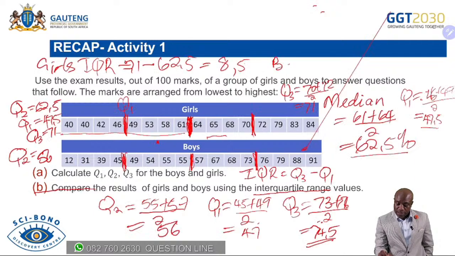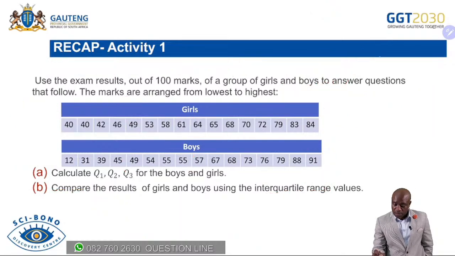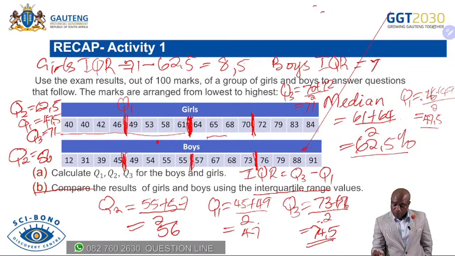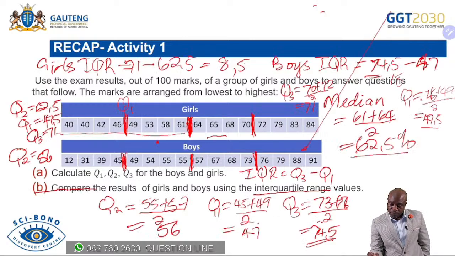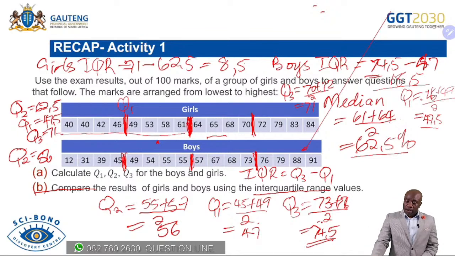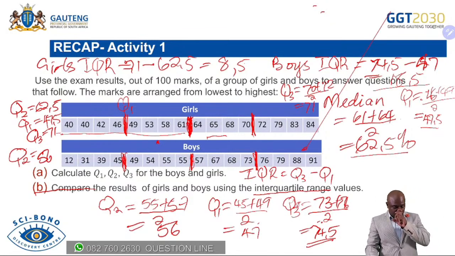And then for boys, the IQR is equal to 74.5 minus 47, and the answer is 18.5. I hope you see that because I've cluttered everything all over. Now, let's answer the last part. We've got all our results now. We've got our interquartile range, and we've got the values for the interquartile range.